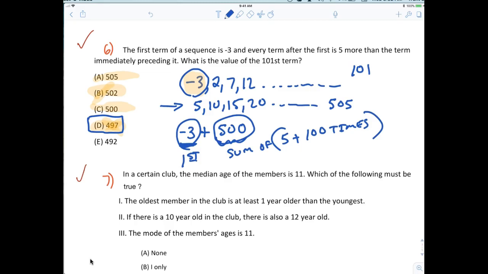Are you counting by 5 101 times and then subtracting 3? Listen to me, I'm very happy with you. Listen to what he said, very important. Are you adding 5 101 times, or are you adding it 100 times? You're adding it 100 times, because negative 3 counts as one of the terms. You see how tricky that is?